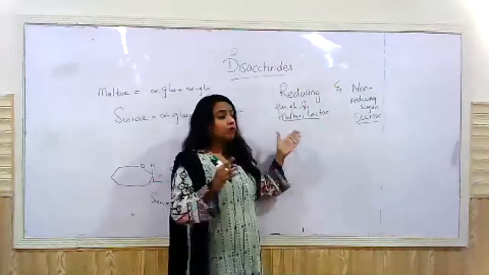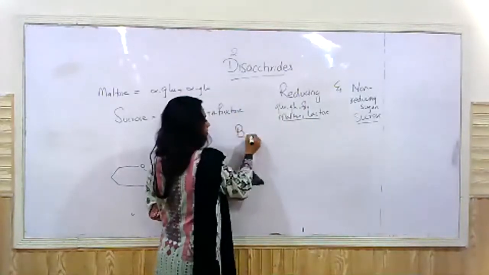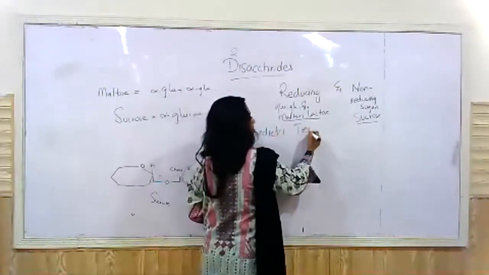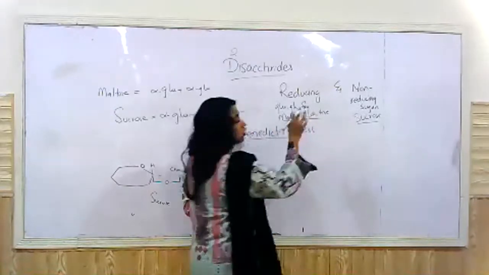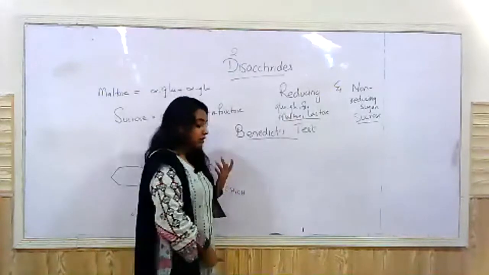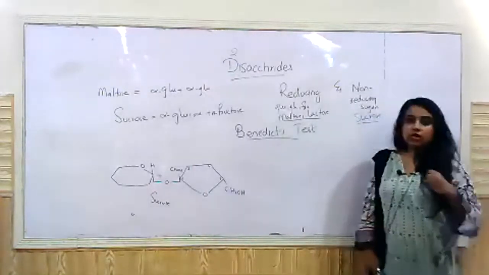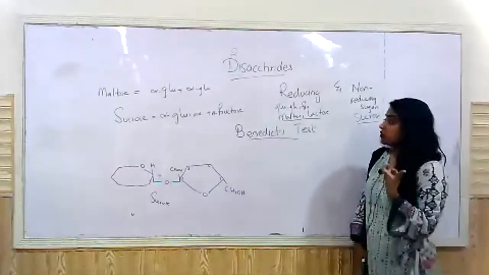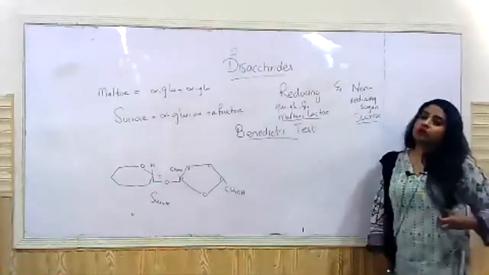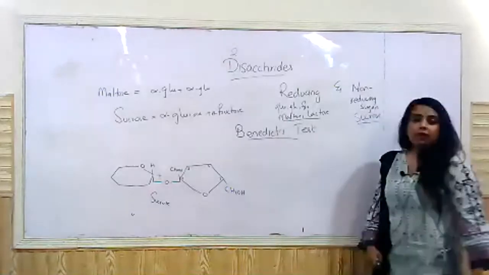Now this is a part of your practical as well. The Benedict's test is done to check the presence of reducing sugars, right? If you have a mixture of proteins, lipids, and sugars, and you have to confirm the presence of sugars, you'll first have to make sure whether it's a reducing sugar or a non-reducing sugar. So what test do we conduct? We conduct the Benedict's test.